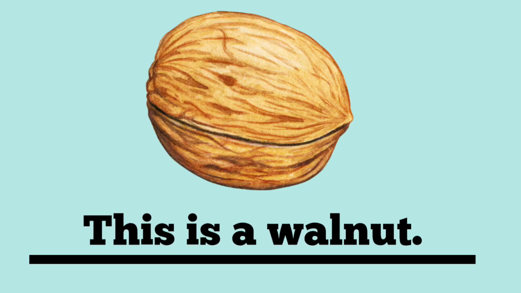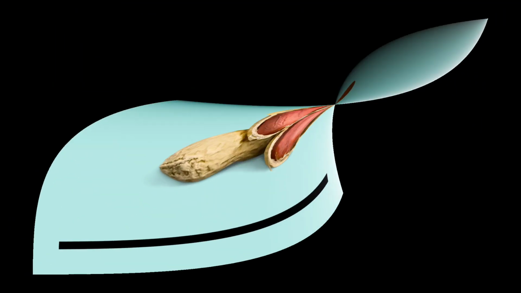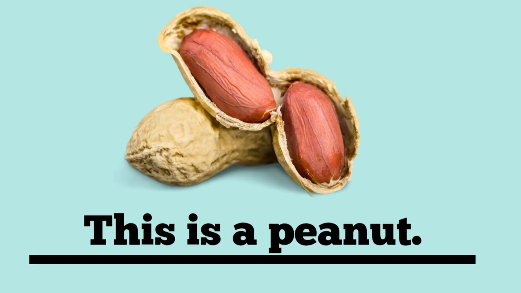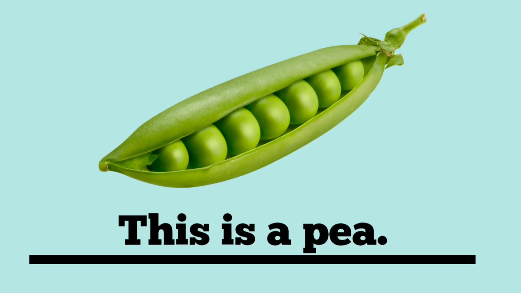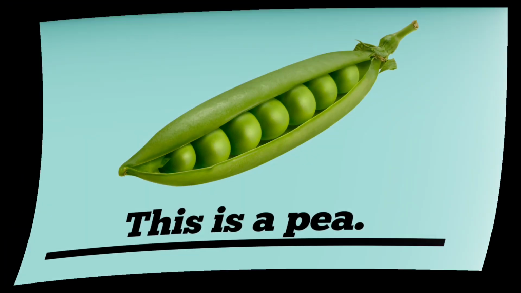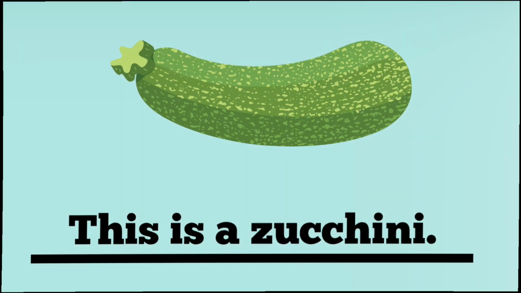This is a walnut. This is an almond. This is a peanut. This is a pea. This is a zucchini.